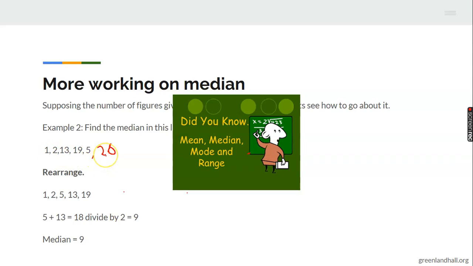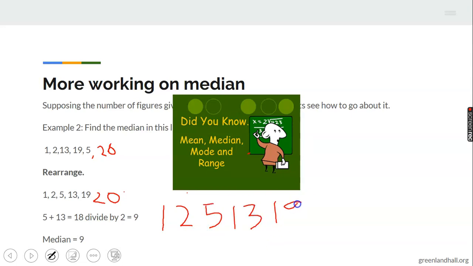That's an even number. So the first thing you need to do, like I told you, is rearrange. When you rearrange, we have 1, 2, 5, 13, 19, and then don't forget, we have our 20 at the back. Let's come here and see how we can arrange it: 1, 2, 5, 13, 19, and 20. Now, this 20, we cut this one. 19, we go with 2. Now we have 2 figures in the middle, 5 and 13.